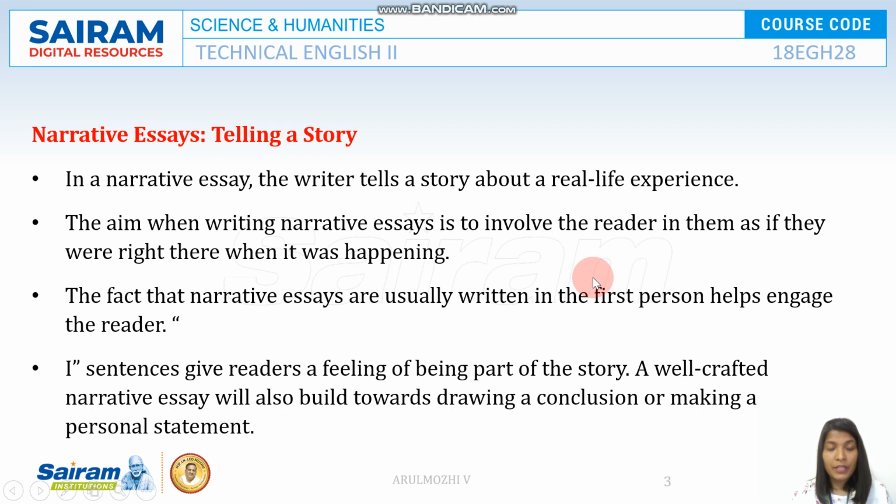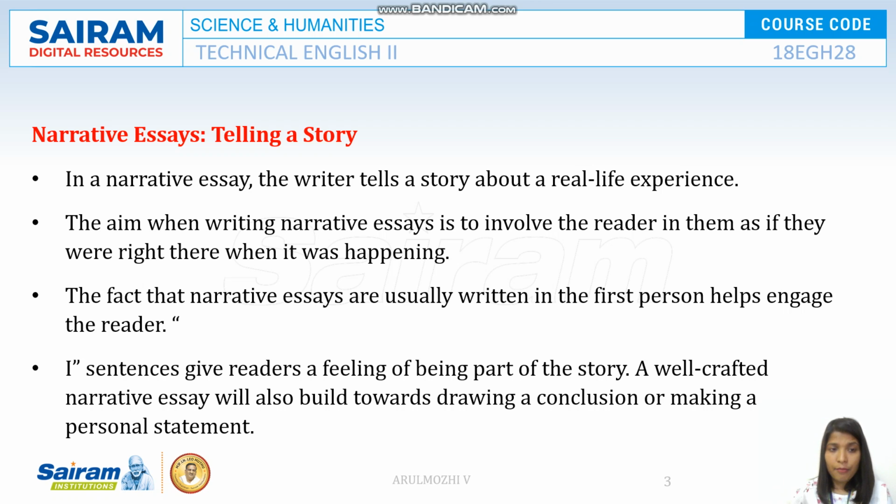Take for example, the narrator is the writer himself. The essay is in the form of a story, and the story happens in first person. Take for example, most of the sentences would start with I. Okay, I went there, I got into the kitchen, I prepared some meals. So that is how the essay would go on, from the first person's perspective.